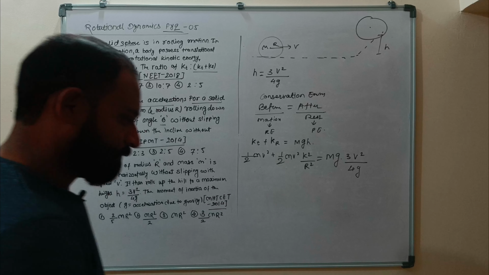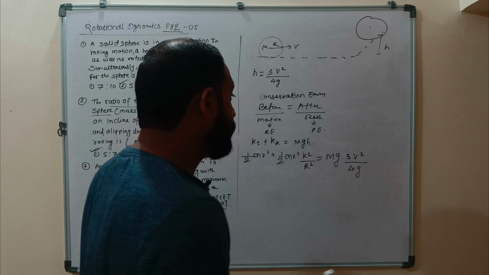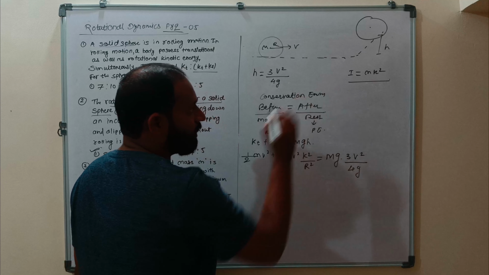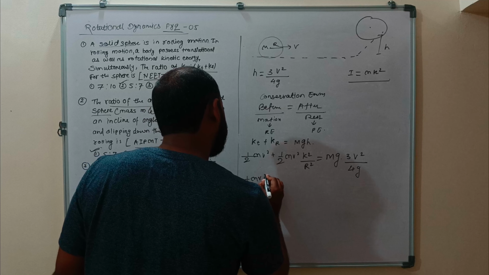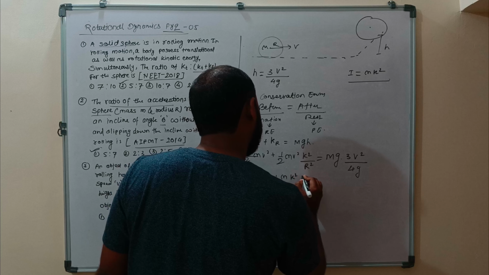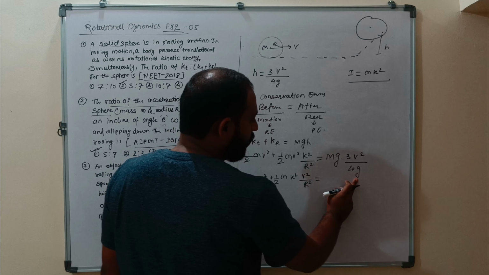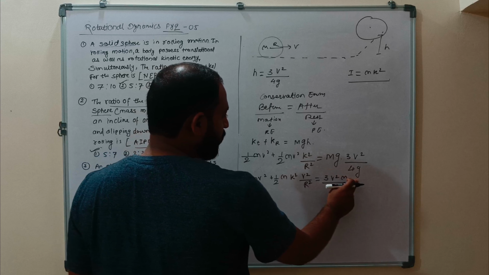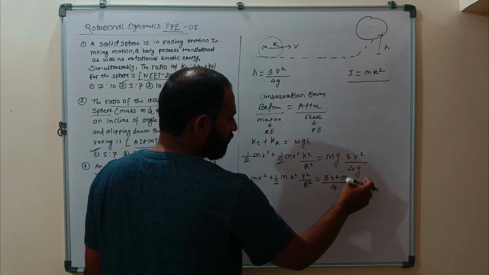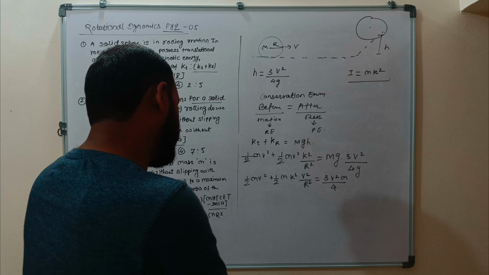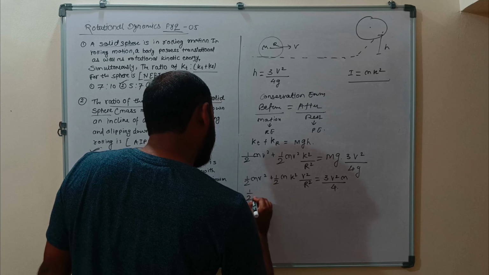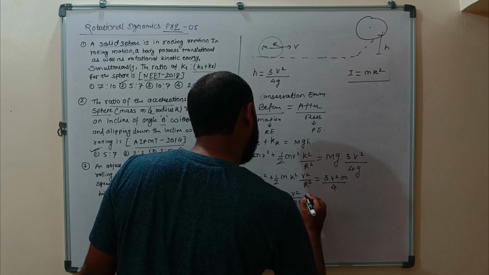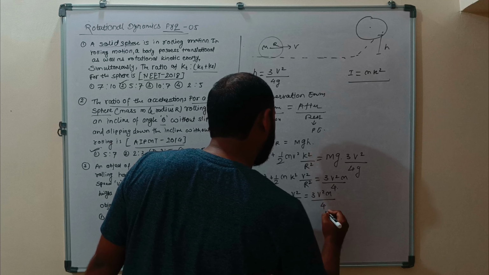The general formula for moment of inertia is mk square. So writing moment of inertia as I, we get half mv square plus half mk square v square by r square equals, now see, small g gets cancelled, therefore 3v square m divided by 4. Here half mk square is nothing but the moment of inertia I, with v square by r square, so the right side is 3v square m divided by 4.